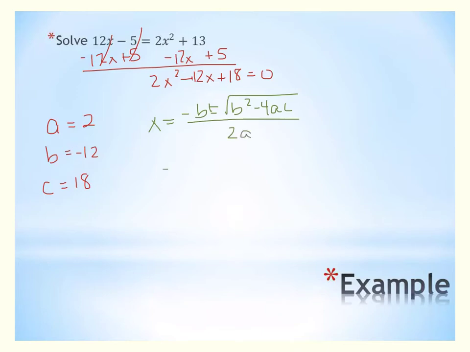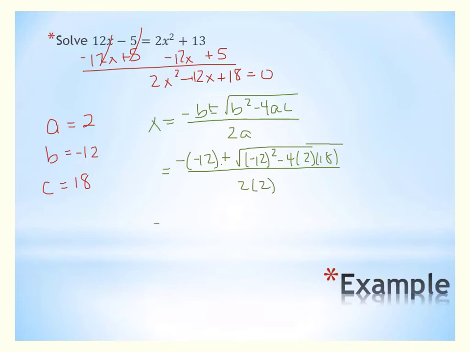Okay, and then you plug in things. So we have a negative that comes with the quadratic formula, but I'm putting in a negative 12. So then I have a negative 12 squared. Definitely put that in parentheses. Please, please, please put that in parentheses. All over 2 times 2.